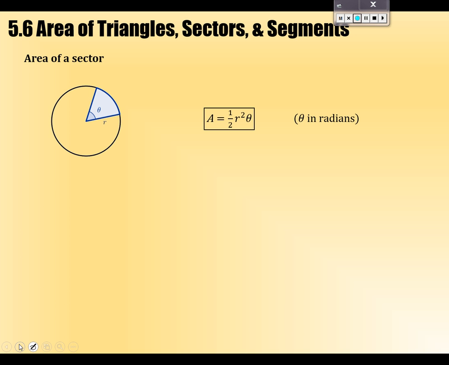That being said, if theta happens to be, I don't know, say 2 pi radians. Let's say I want a really big piece of pie, aka the whole pie. What if I want 2 pi radians? Tell me what happens when theta in this formula is 2 pi, with 1/2 r squared times 2 pi. Yeah, we just get pi r squared.